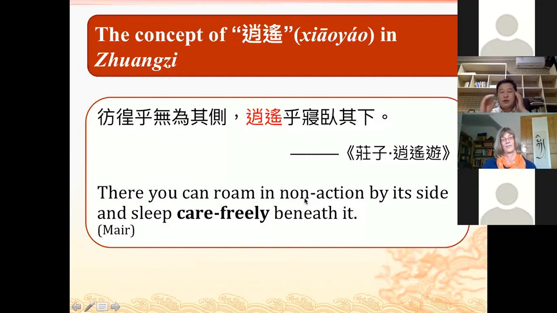Now let's come to a term we are very familiar with. It's called Xiaoyao. Xiaoyao is one of the key concepts, a very important concept, in Taoist theories, especially in Zhuangzi. The opening chapter of Zhuangzi is Xiaoyao You. So basically, Xiaoyao means carefree.